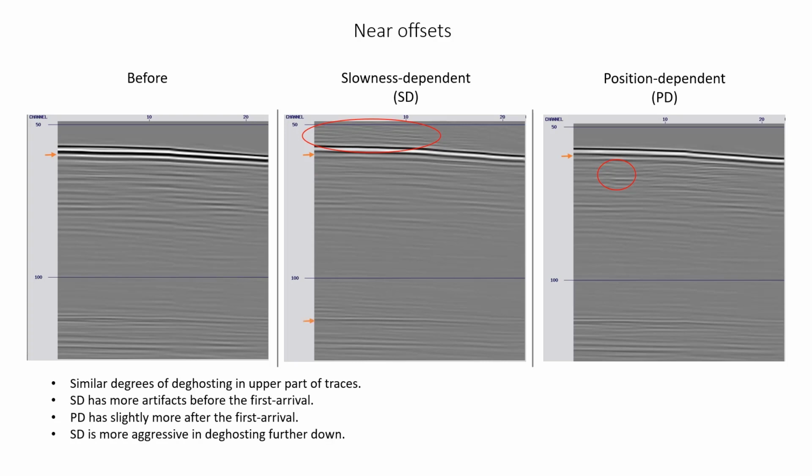And the slowness dependent is more aggressive in deghosting further down, and that's because we've only got one parameter, well, two parameters, effectively the reflection coefficient and the damping parameter, to process the whole thing. So it will be more aggressive in places when it probably shouldn't be. In this case, it probably shouldn't be so aggressive, because we're actually generating quite a bit of noise in this region.